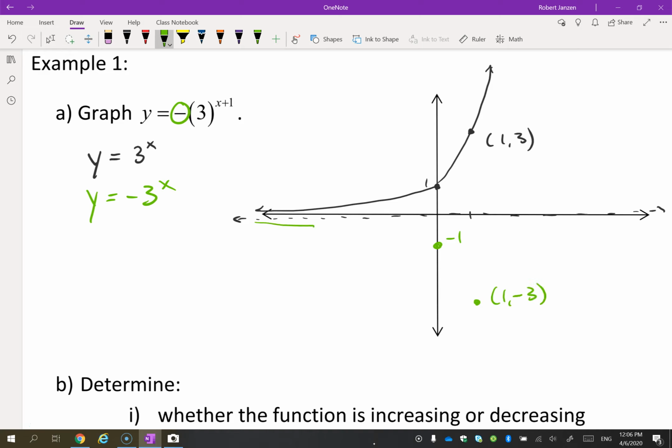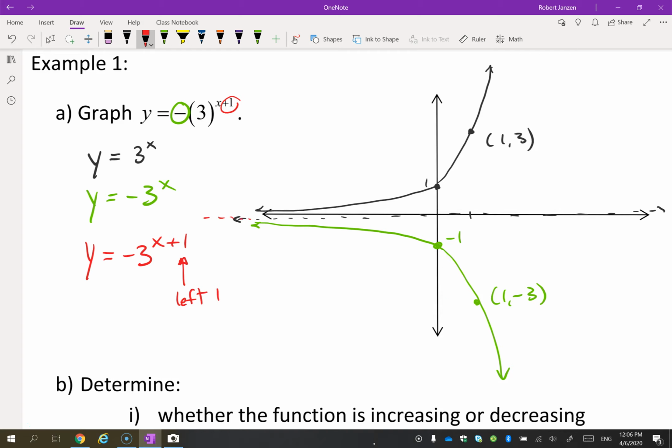And so this graph will look like this. Okay. Then, what does this plus 1 do? Well, that's going to affect the horizontal. And if you remember, this will be sort of the opposite behavior. So this is actually going to be left 1. So we're going to move this point left 1, and we're going to move this one left 1.